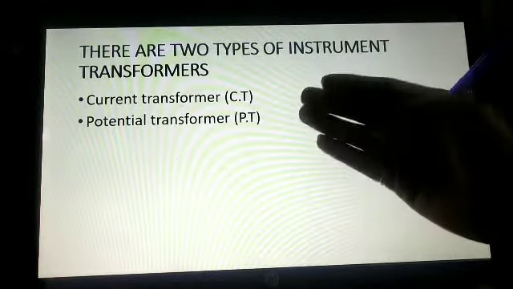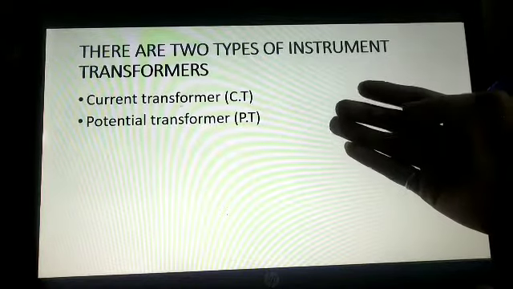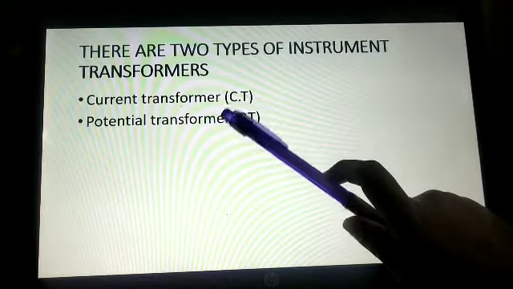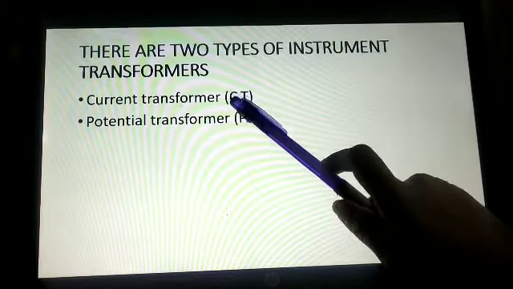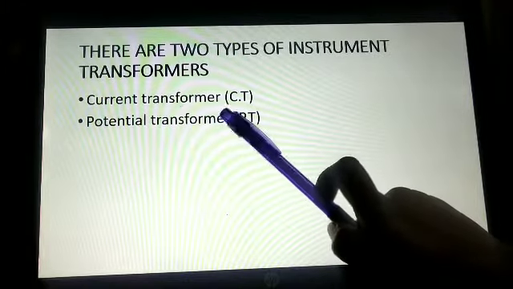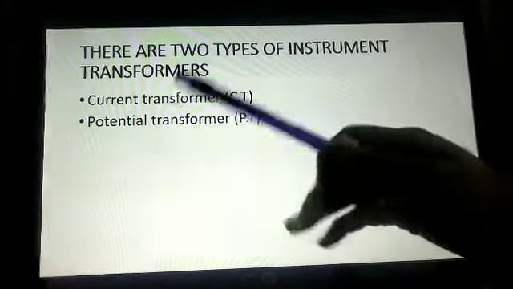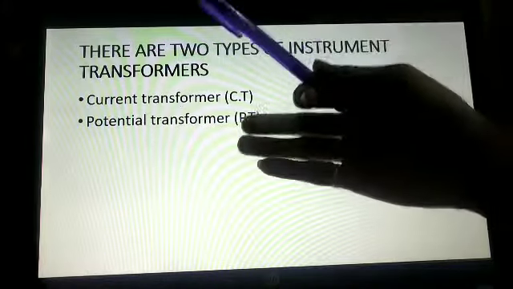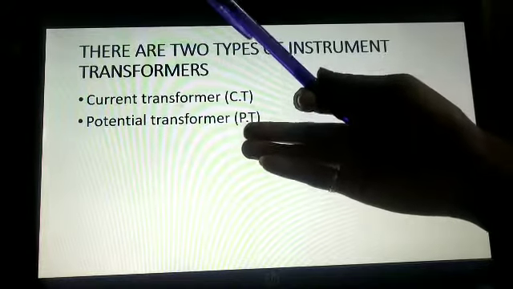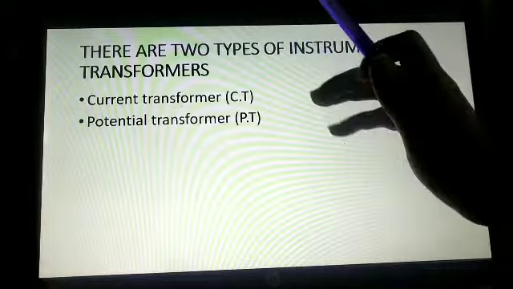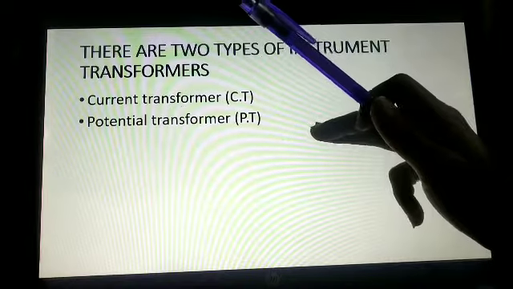Now there are two types of instrument transformer. First one is current transformer, also called CT. Second one is potential transformer, called PT. Now it is very obvious: current transformer to measure the current, potential transformer to measure the voltage. So these are the two types of instrument transformer, current transformer and potential transformer.